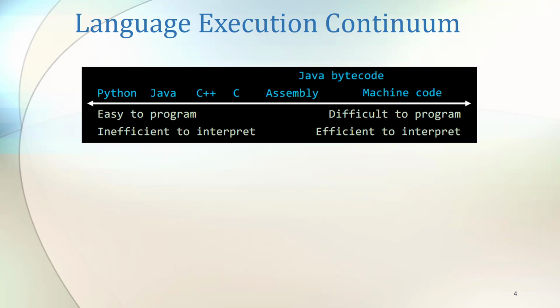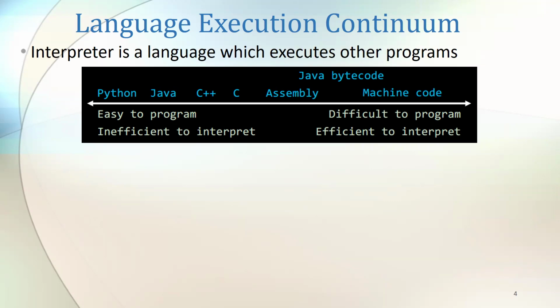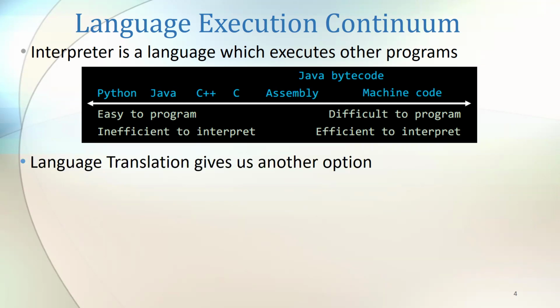Right? Make sense? You always have that little interpreter in between. So the interpreter is actually a program which executes other programs. Language translation, on the other hand, means we're translating from one thing to another. Typically, when we say translation, we mean into machine code, right?